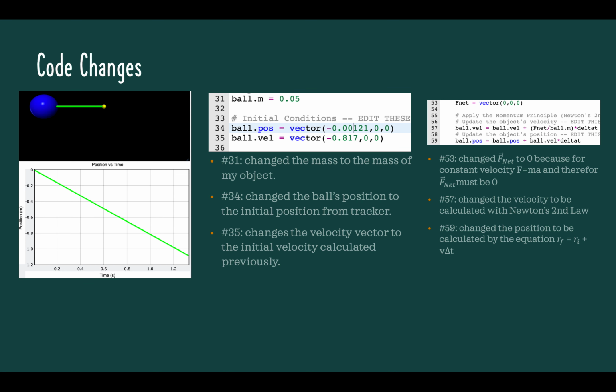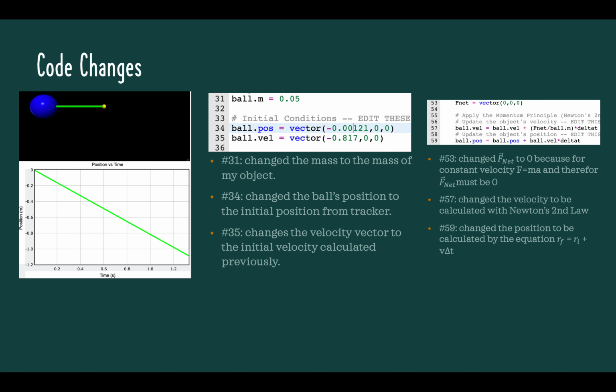To briefly discuss how I made the model for the theoretical motion, I first changed the mass to the mass of my object in kilograms. I then changed the ball's position to the initial position from Tracker. I changed the velocity vector to the one calculated in the previous slide for initial velocity. I then changed the net force vector to 0, because what we are studying in this lab is when the net force is 0, which would assume constant motion.